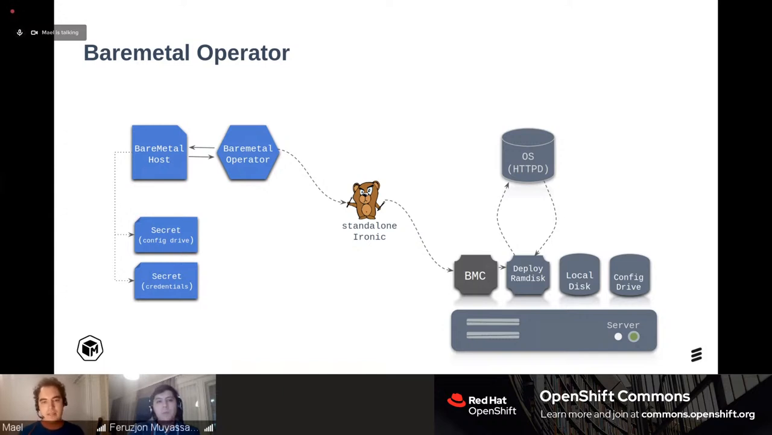Ironic takes care of this, and when bare metal operator instructs Ironic to start the deployment, Ironic will start talking to the BMC to turn on the server, and then the server will boot the Ironic Python agent. Ironic will then directly talk with the Python agent, here called deploy RAM disk, and ask it to download the image from whatever web server where it is stored and write it to the local disk. In addition to this image, it will also write the config drive on a specific part of the hard drive, and then once that is done, it will instruct the server to reboot from the hard drive, and then it will boot into the image that you asked. So that's how the magic happens.